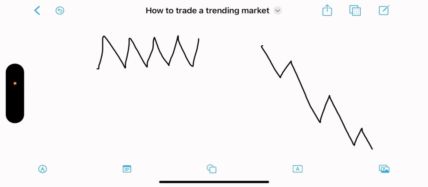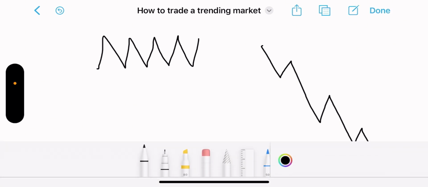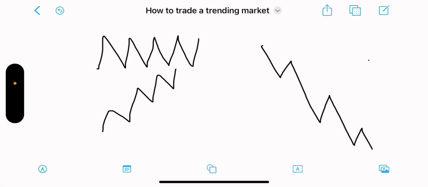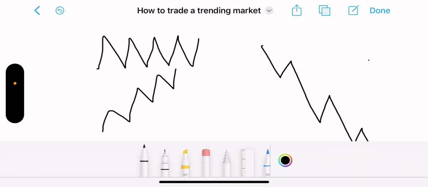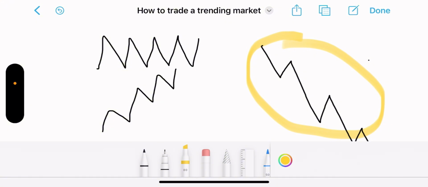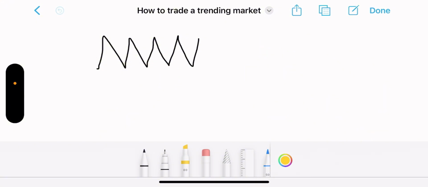Either the market is consolidating, or trending down, or trending up, right? So it can also trend up this way. You understand, right? So today our focus is how to trade markets such as this, right? And this. You understand how to trade a market that is trending. Now first of all, you have to know that there are several ways in which the market trends. I'm going to demonstrate them now.